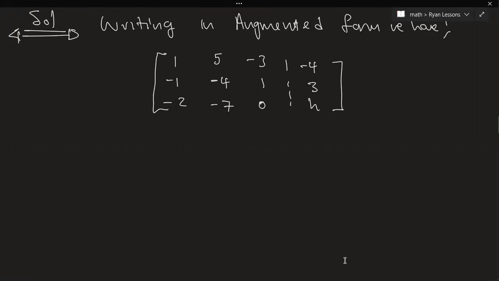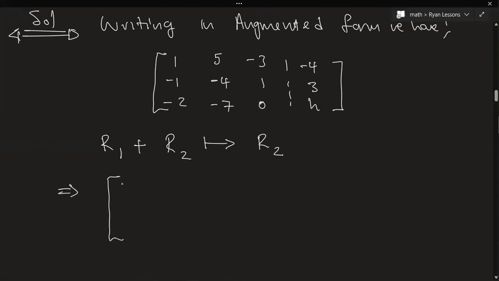So how can we go about that? You see, how can we go about that? So the first thing that I can do is I can take row 1 and add it to row 2, and then the result I put in row 2. So what does it imply?